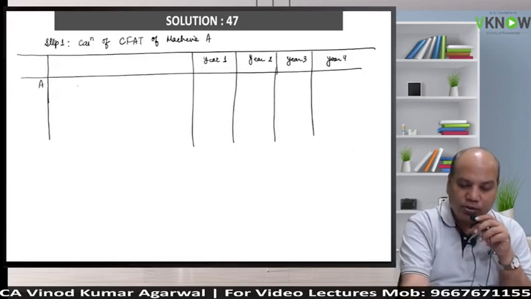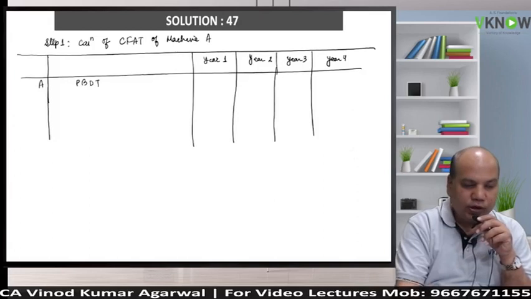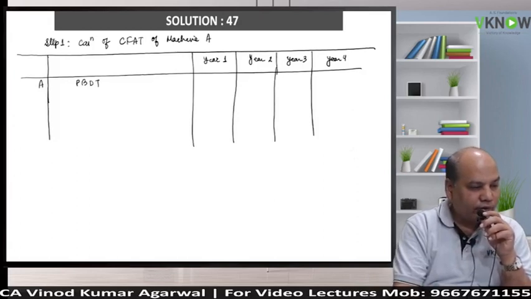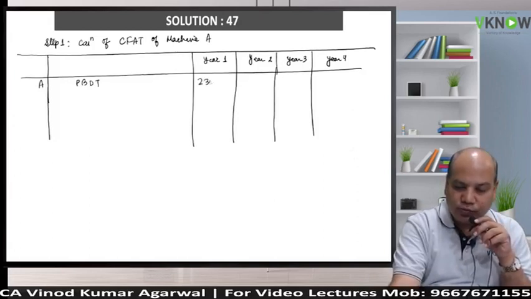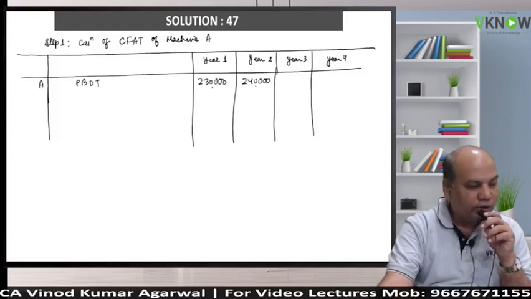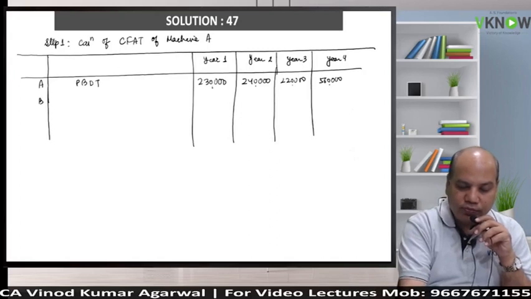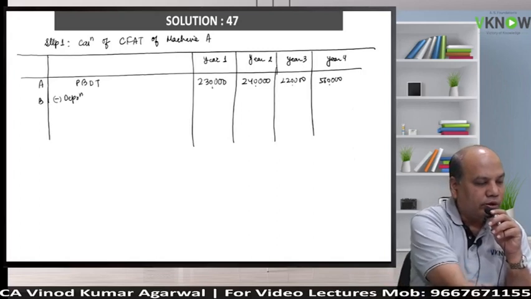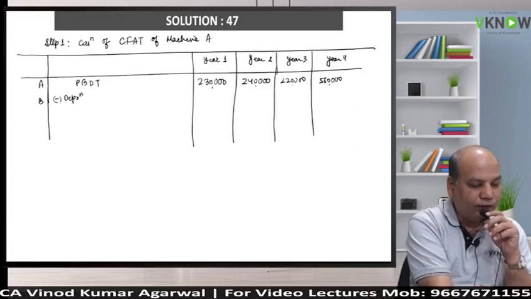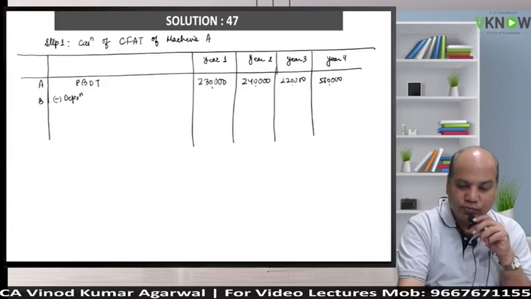So first you write down PBDT, profit before depreciation and tax. Preferably do not use short form in the exam. Write down full. So this is your PBDT which is given. So less depreciation. What is the cost of this machine A? 8 lakh, life 4 years. Scrap value 0. So can I write 8 lakh divide by 4 years?